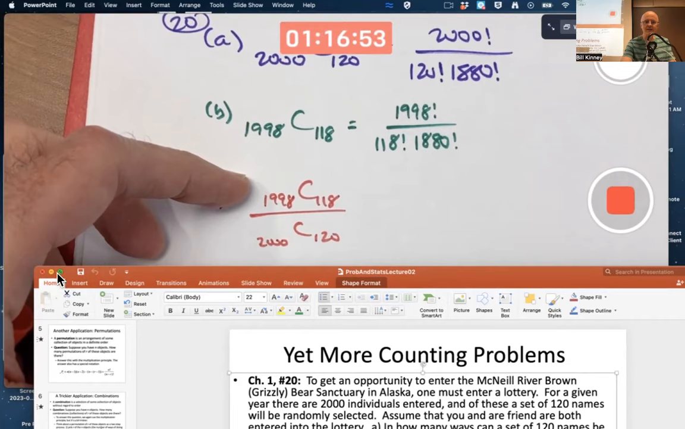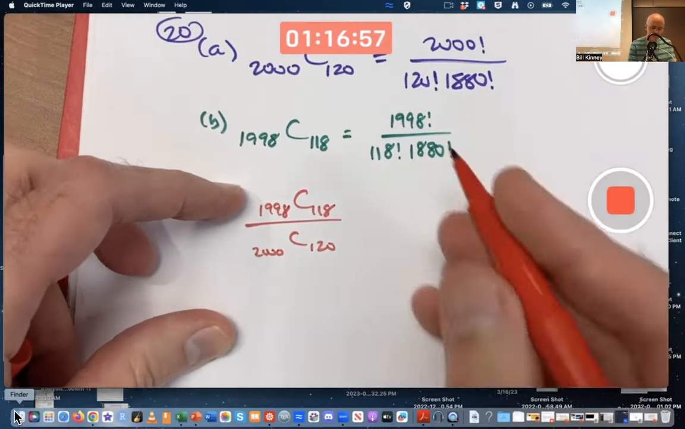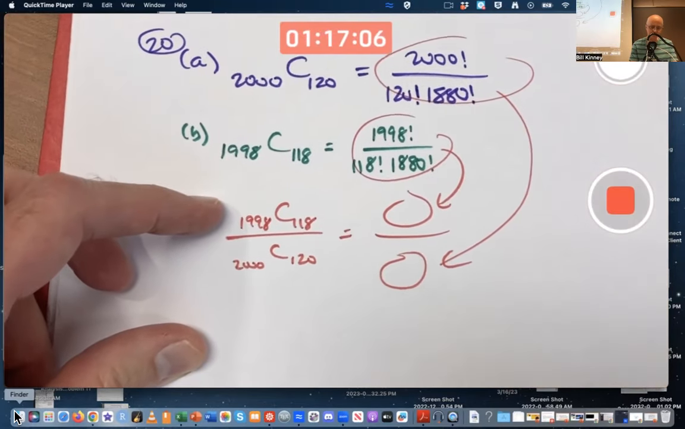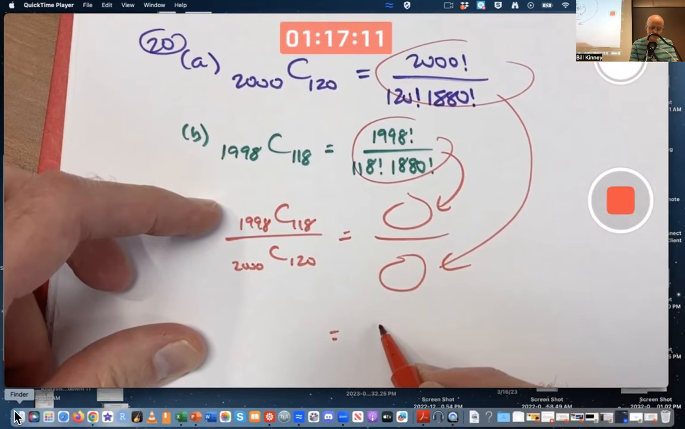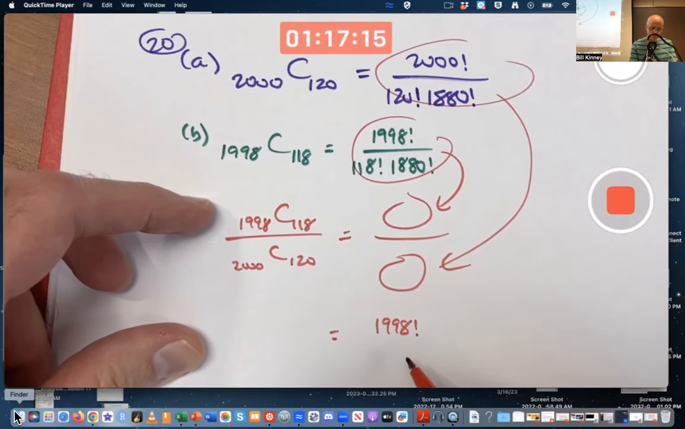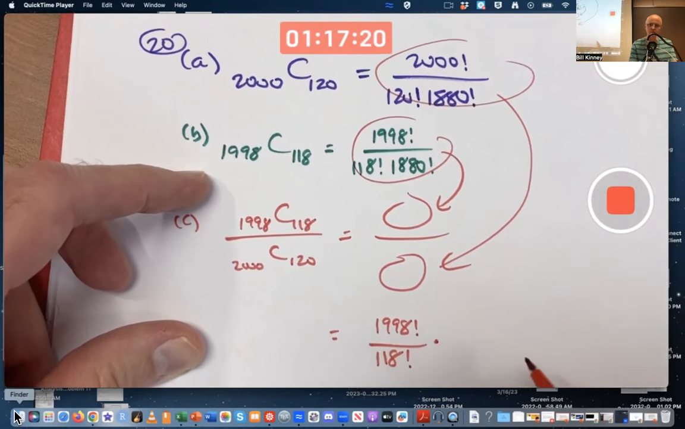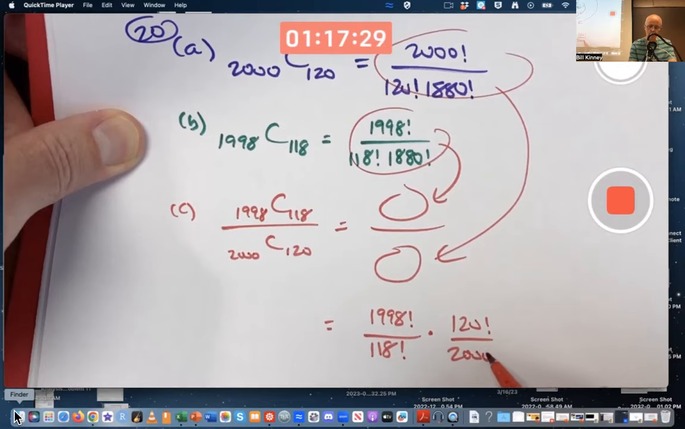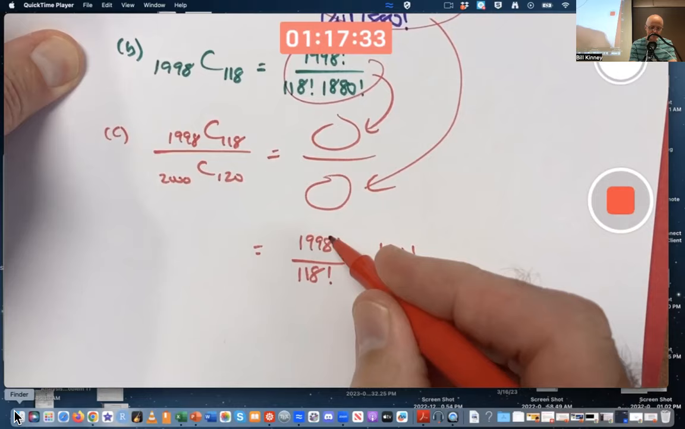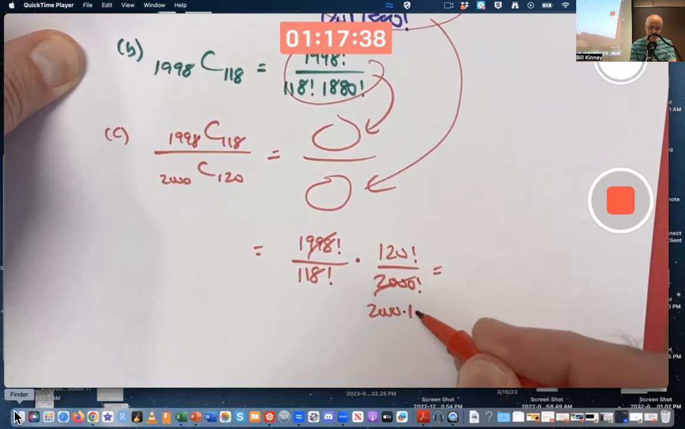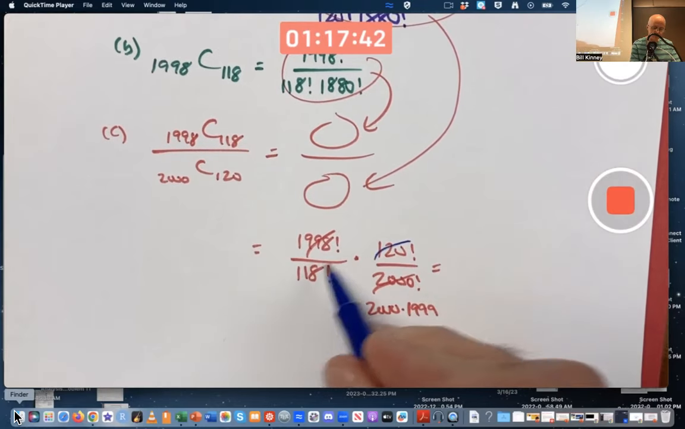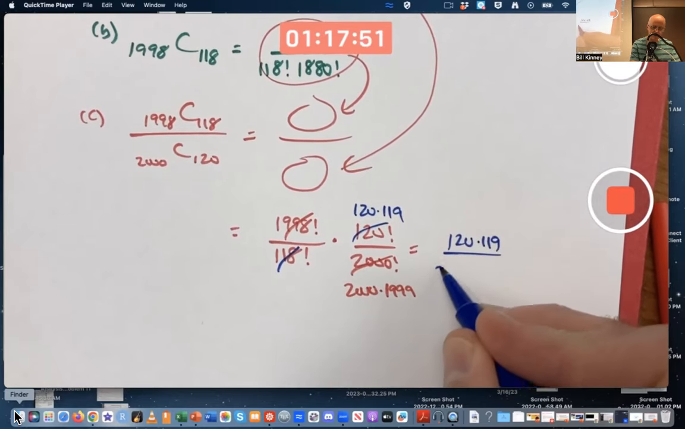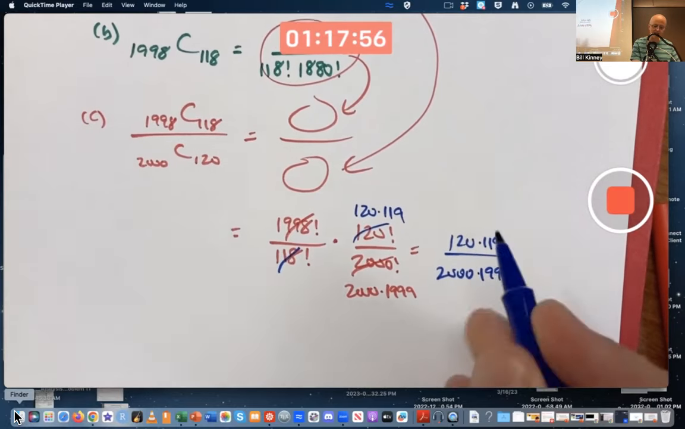This actually can be simplified. Sorry, we're a little over here. Hang with me. Take this and divide by this. We're going to get some cancellation. The 1880s will cancel. We'll be left with 1998 factorial divided by 118 factorial. And since division by a fraction is multiplication by its reciprocal, multiplied by the fraction 120 factorial over 2000 factorial. And this can be done because of cancellation. This will completely cancel with this, leaving over 2,000 times 1999. And this will completely cancel with this to leave over 120 times 119. So the answer is 120 times 119 divided by 2,000 times 1999. And that can be done.